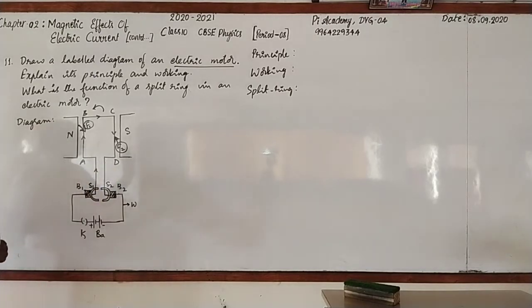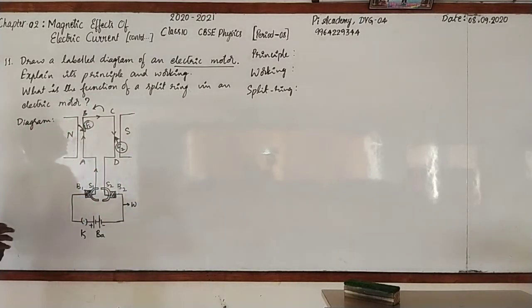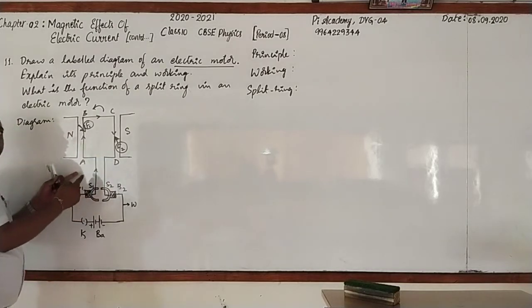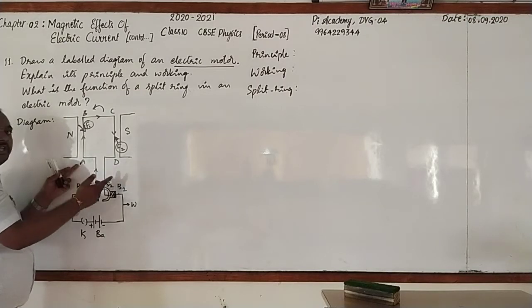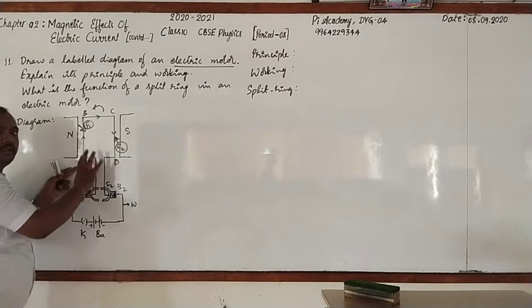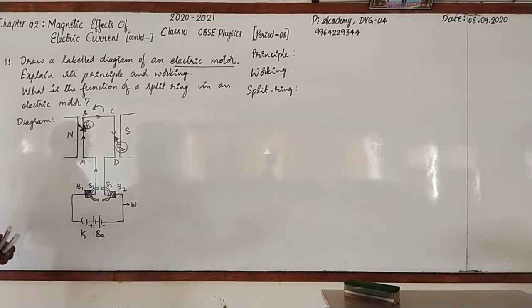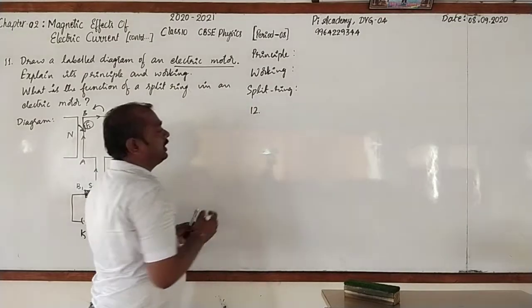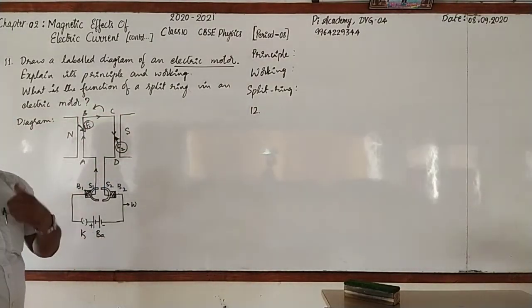So this is the working of an electric motor. And another one, I have already told you, the function of split ring. During every half rotation, the direction of current reverses or changes in the armature. First it flows through ABCD, after half rotation flows through DCBA. Got it? Yes. Now we are moving to the next question, and write the explanation yourself just by using the notes.